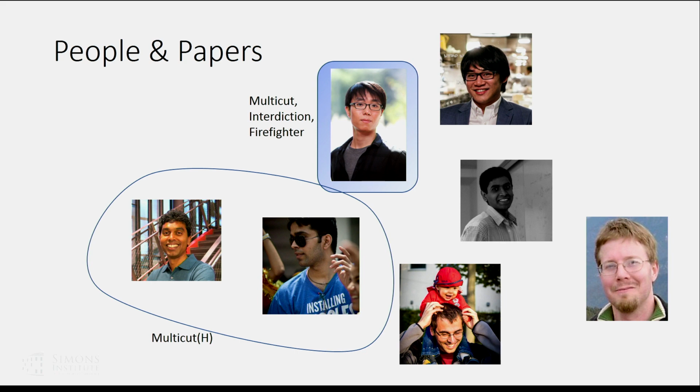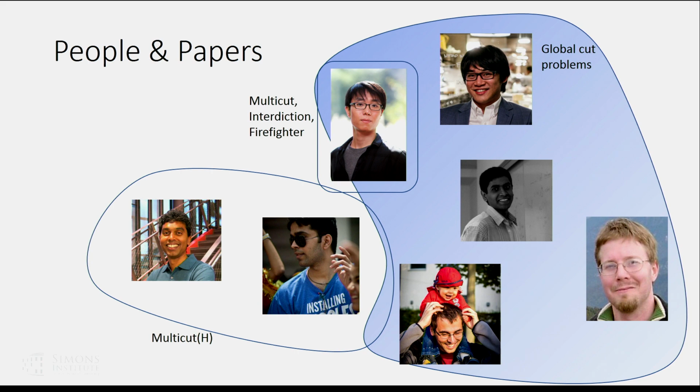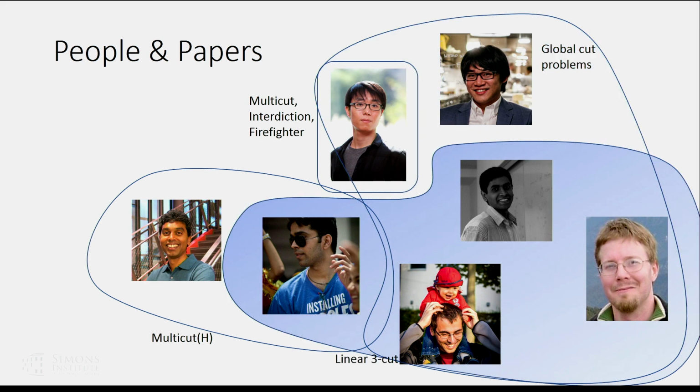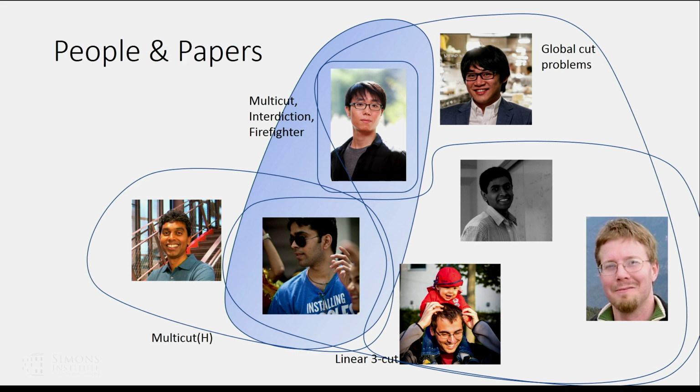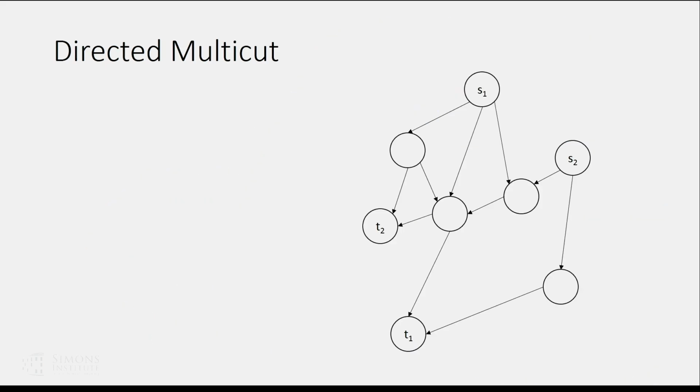Based on these techniques and with other algorithmic ideas, we also looked at global cut problems that I'm going to introduce later. My co-authors also worked on a very cool problem called the linear 3-cut problem, which is a special case of multicut-H, and they proved the optimal approximation algorithm, whose approximation ratio is square root of 2. Finally, I was talking to Vivek again, and we came up with an optimal LP for multicut-H for every demand graph H. This will be the core of this talk. Okay, so let me start.